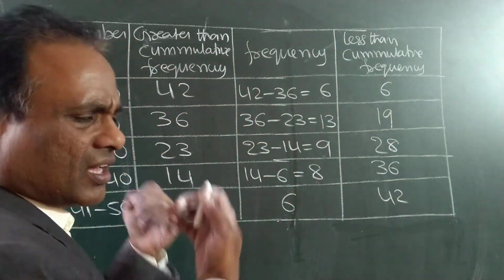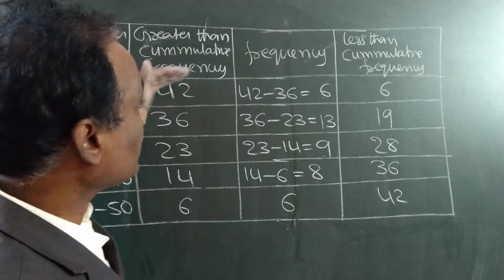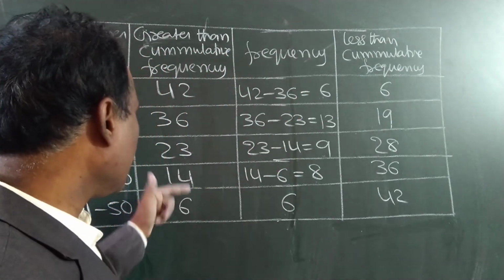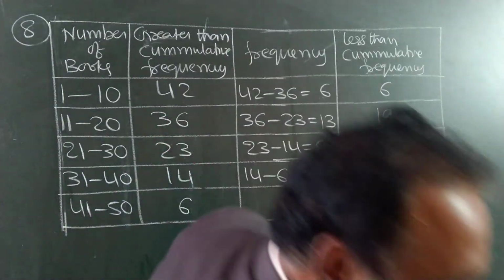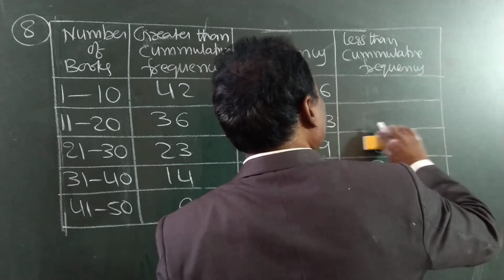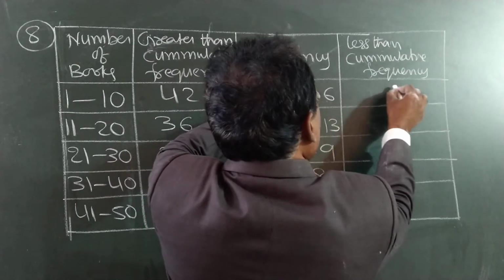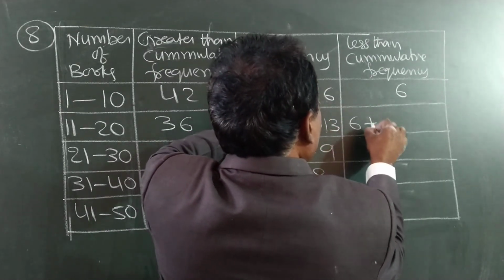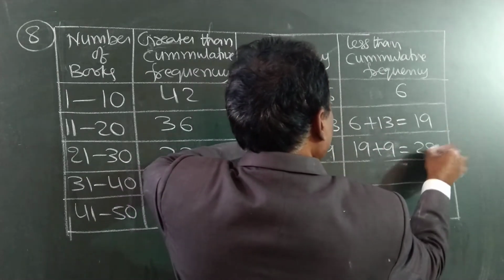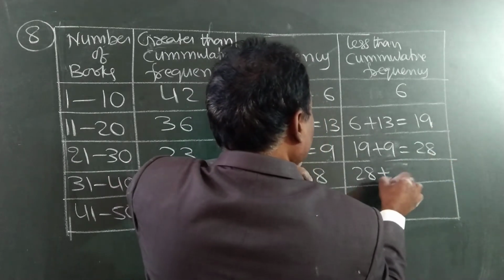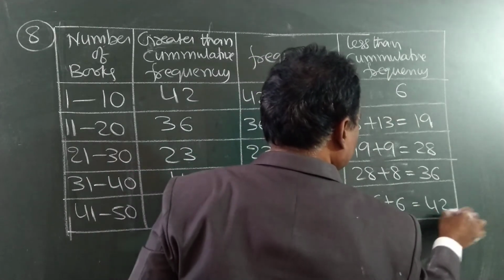Complete. Two questions are completed in the same table. So when greater than cumulative frequency is given, we have to find the frequency: 6, 14 minus 6 is 8, 23 minus 14 is 9, like this. Next, less than means adding the frequency from top. So LCF means total, this is 6. Next is 6 plus 13, 19 plus 9, 28 plus 8, 36 plus 6, like this.